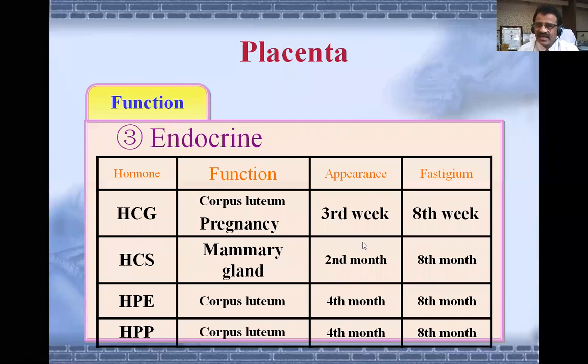The timing is given as 3rd week, 2nd month, 4th month, and for the other, 8th week, 8th month. So from the 8th month onwards, they are not required for the maintenance of pregnancy. This is all for the maintenance of pregnancy for the period of 9 months.